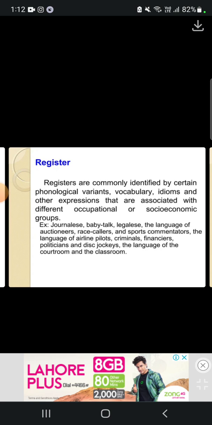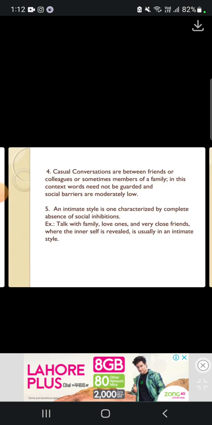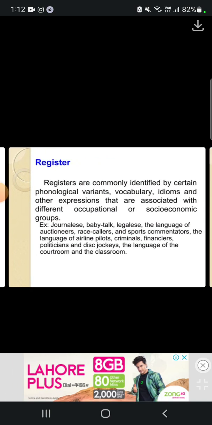Such variations of language are more prevalent in specific occupations, specific professions, which are related to one's business, one's job, one's work for a living, and also to one's socio-economic class.